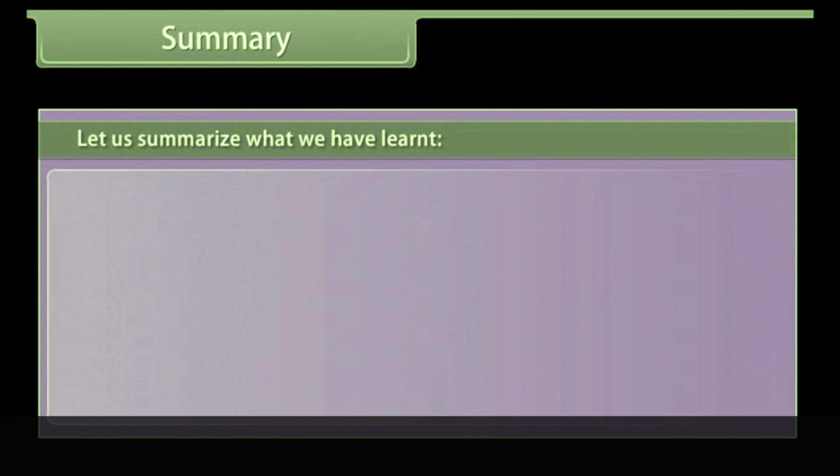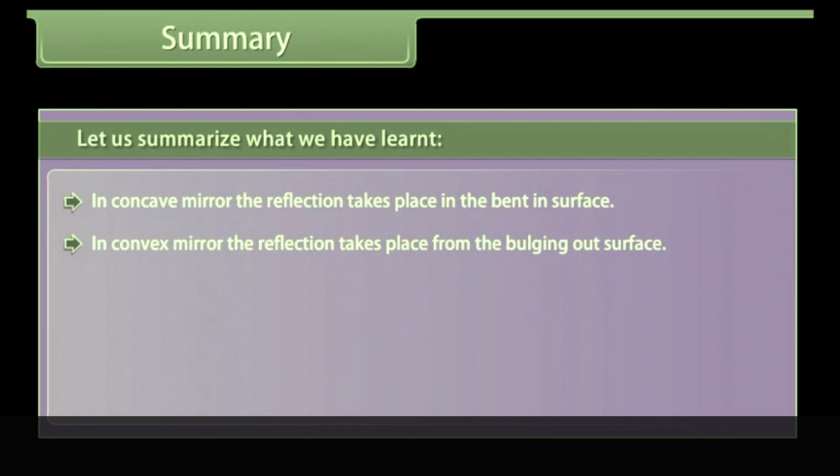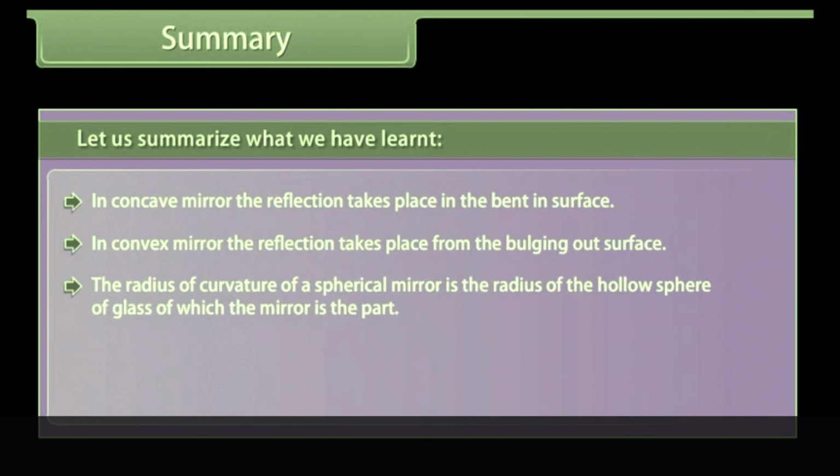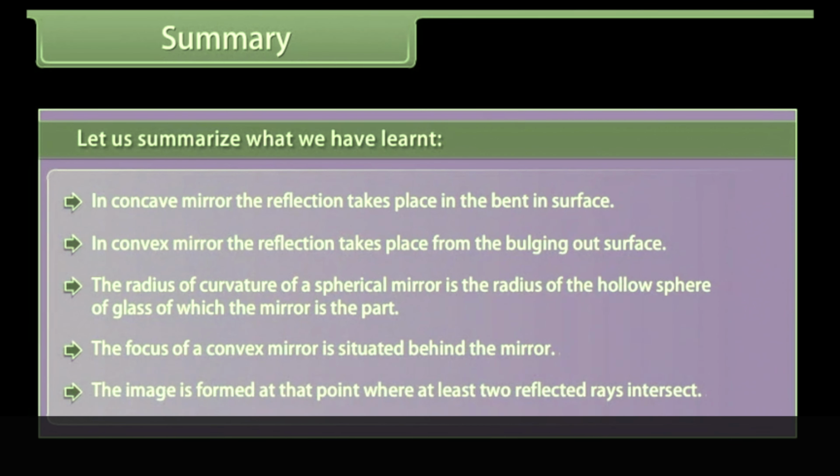Summary. Let us summarize what we have learned. In concave mirror, the reflection takes place in the bent-in surface. In convex mirror, the reflection takes place from the bulging out surface. The radius of curvature of a spherical mirror is the radius of the hollow sphere of glass of which the mirror is the part. The focus of a convex mirror is situated behind the mirror. The image is formed at that point where at least 2 reflected rays intersect.